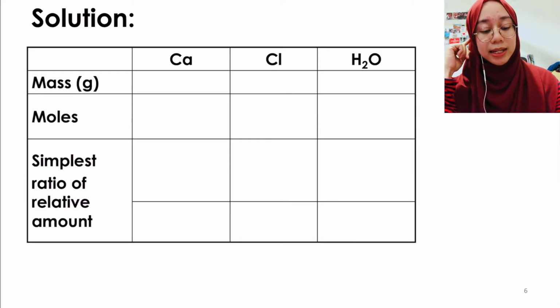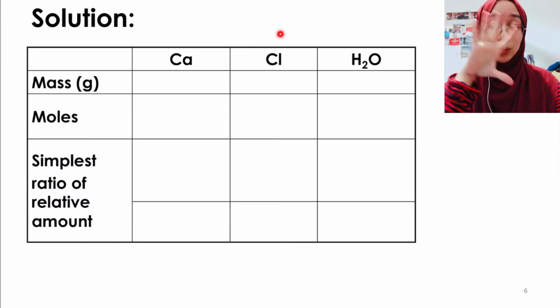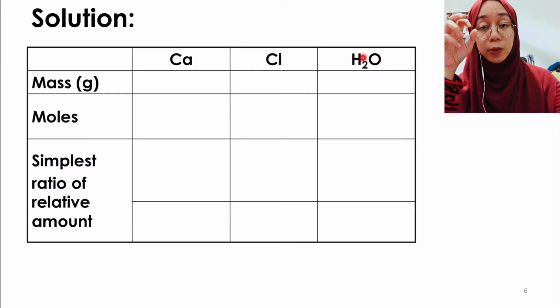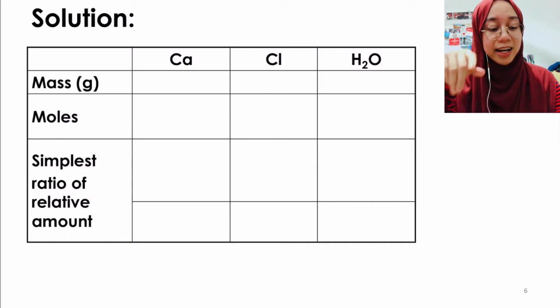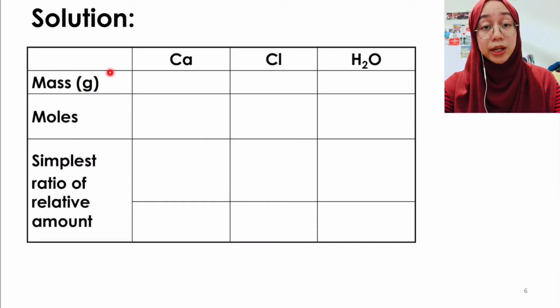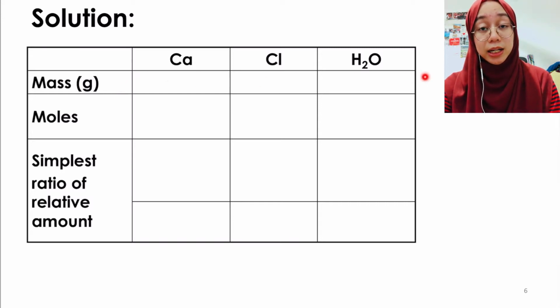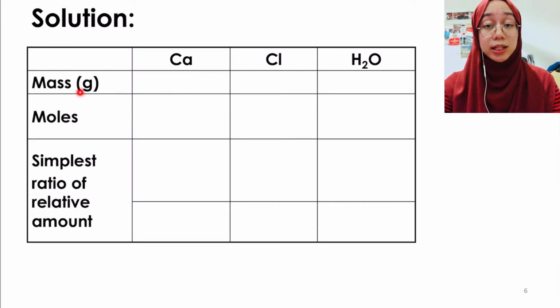At the very top, we put the elements that are present. In this case we have calcium, chlorine, and we take water as a group, so we put water here. Then Mamora: Ma is mass. But class, please take note that you need to put the unit here, so that you don't have to write the unit in the table. Make sure the unit is in gram.